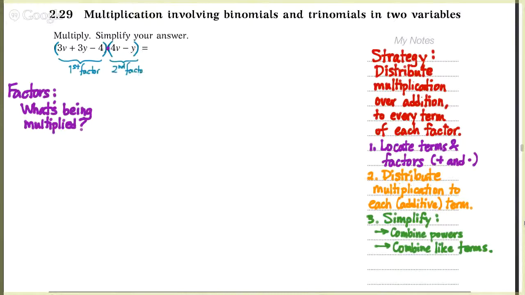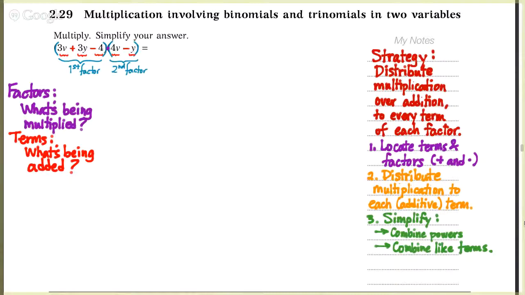And so I'm going to refer to that first polynomial as the first factor in this problem, and the second polynomial as the second factor in this problem. Calling them factors just means that what we're doing with them is multiplying them by one another. Meanwhile, each of those factors has terms of its own. Terms refer to things which are being added or subtracted. So inside of the first factor, I have three terms, 3v, 3y, and 4, or negative 4, if you prefer to see it that way. And in the second factor, I have two terms, 4v and y, or minus y, depending on your perspective.